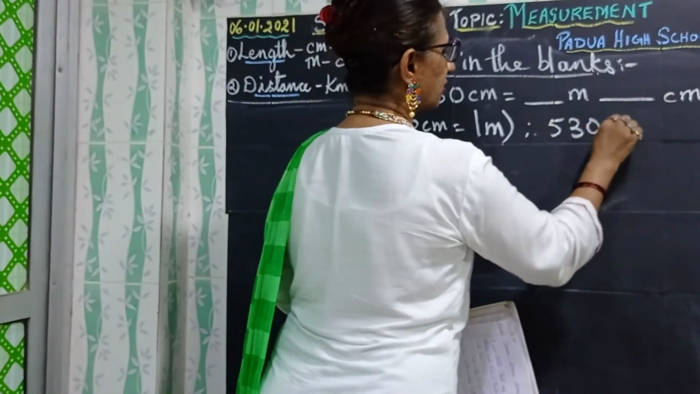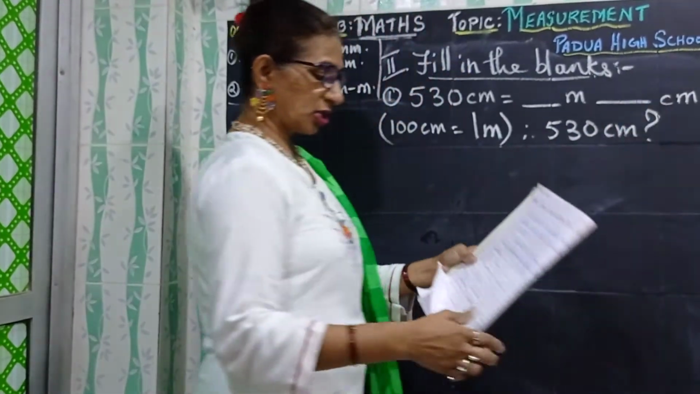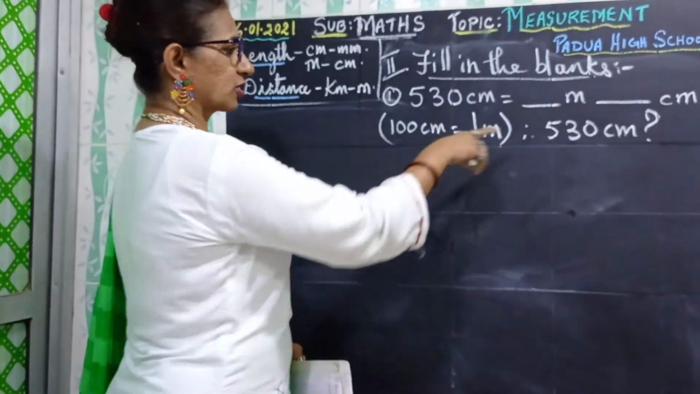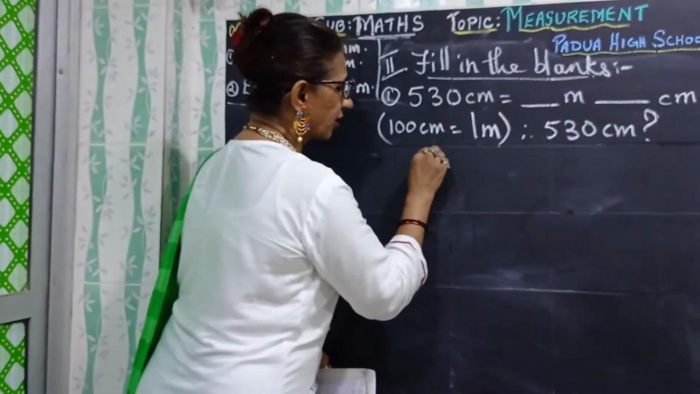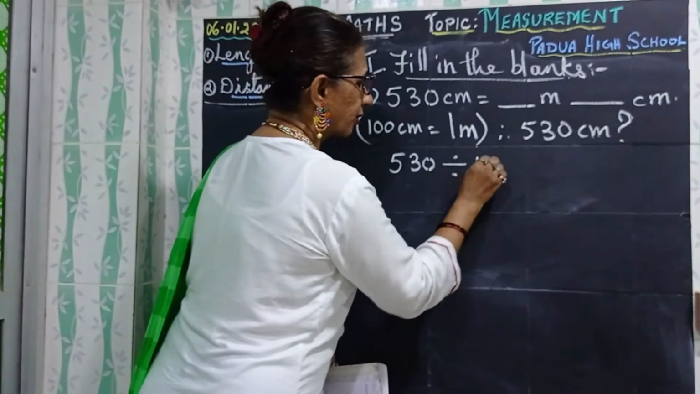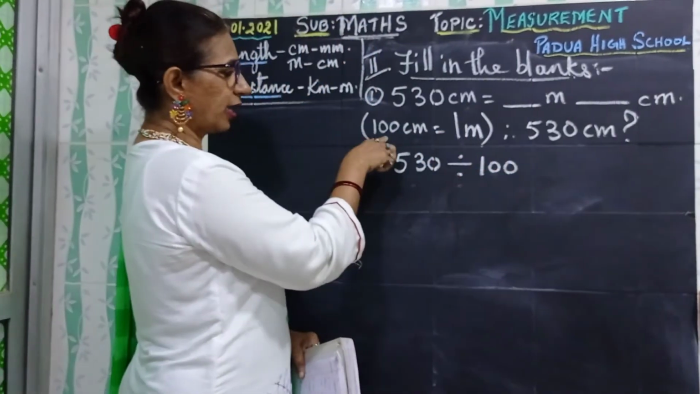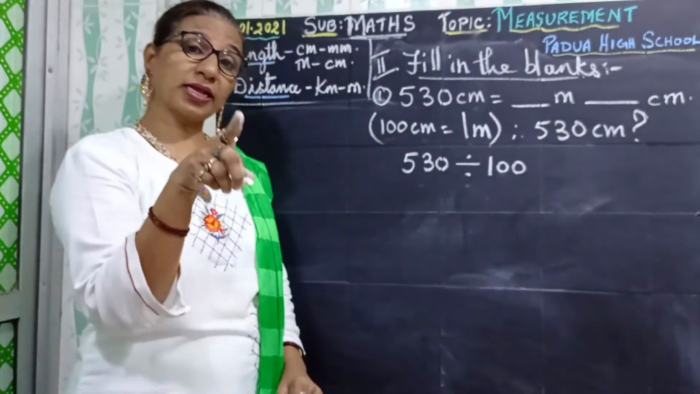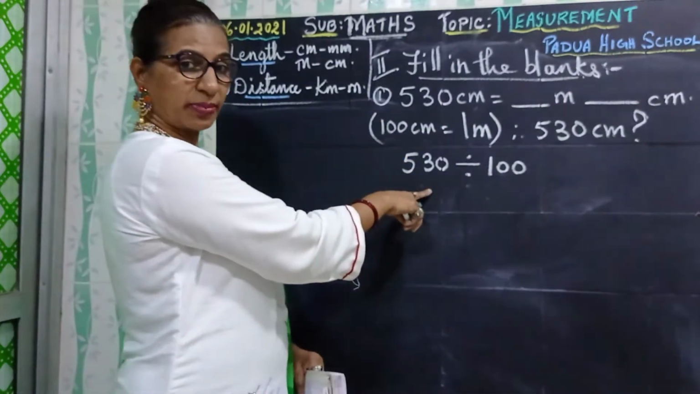530 centimeters is how much? अभी आपको क्या करना है इधर, children? 530 divide by 100. Divide by 100 करना है. पहले आप multiply कर रहे थे. Now you have to divide by 100.